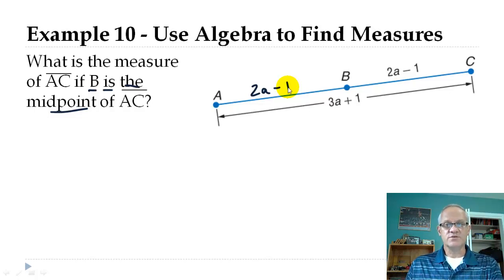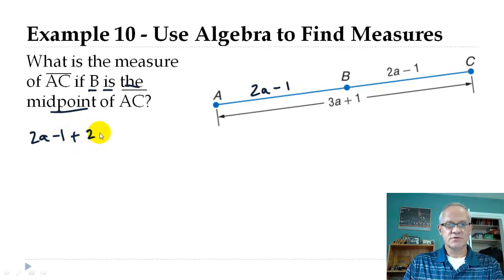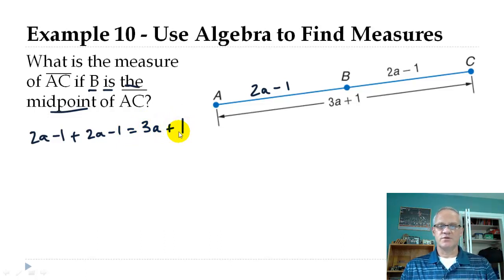Okay. Well, now that you've got that, now we can do what we did on our last problem. I can just say 2A minus 1 plus 2A minus 1. If I add those together, it will equal 3A plus 1. So again, I have now written an equation. It was a slightly different twist on what we did before.